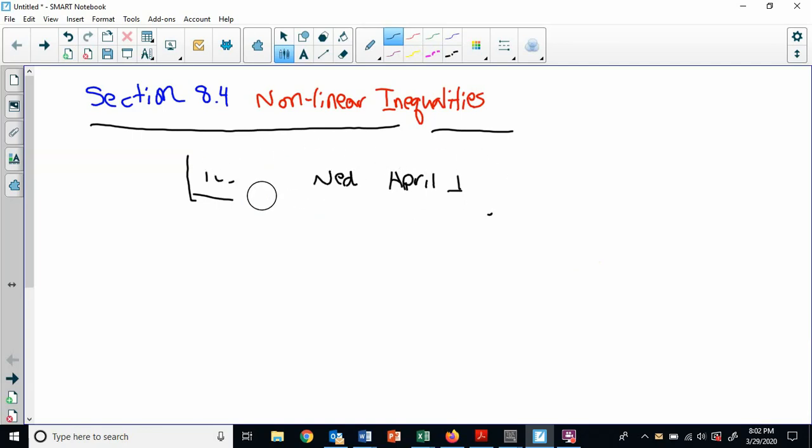Section 8.4 is about nonlinear inequalities. It kind of matches this one. I was going to do an example to show you how it matches, but I don't want to distract us from what we're actually going to be tested on, and I don't want to make it more confusing than it needs to be. It's actually a pretty easy thing we're going to be doing.